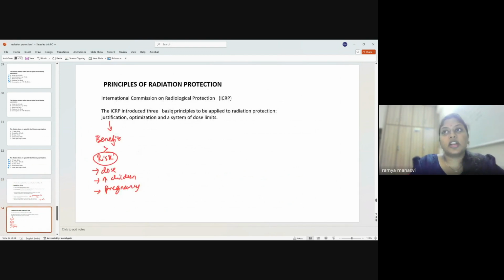So the International Commission on Radiological Protection, that is ICRP, has given these 3 principles in order to understand how much energy we are depositing in the patients and in the surroundings. To control that, they have given these 3 rules: you need to justify, you need to optimize, and there should be a system of dose limits through which we will decide how much the patient is getting, how much the technician is getting. So all of this radiation protection is for the technician and the patients.